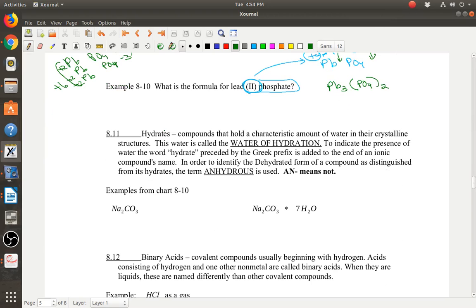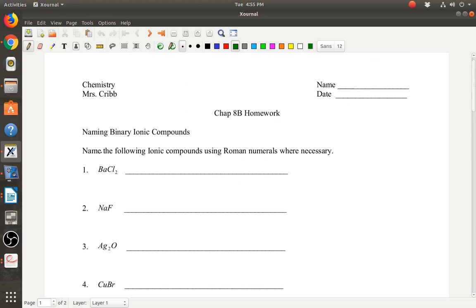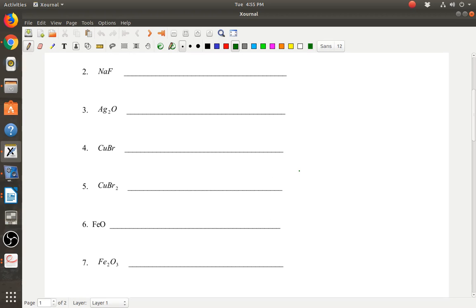Oh, actually, no. We're going to go look at your worksheet again. So let me pull up the worksheet. Okay, I pulled up naming binary ionic compounds, which you should have already started. So if you don't have it, stop the video real quick and pull it up. We already have done some of these. So now what we're going to do is the ones that have some of the harder ones.